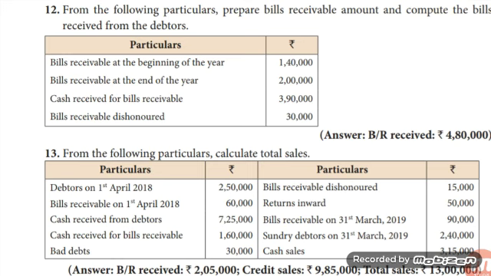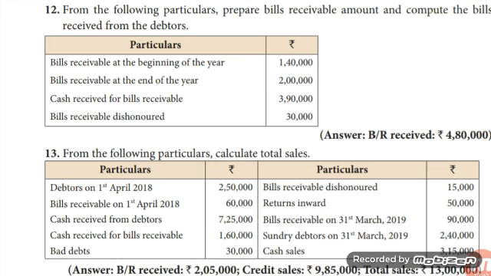Next question, exercise 13. From the following particulars, calculate total sales. Here, debtors, bills receivable and cash sales are given, and the items which are affecting these two accounts are also given. So you have to do bills receivable account, debtors account and calculate total sales. First, do bills receivable because the balancing figure of bills receivable account is necessary for solving debtors account.